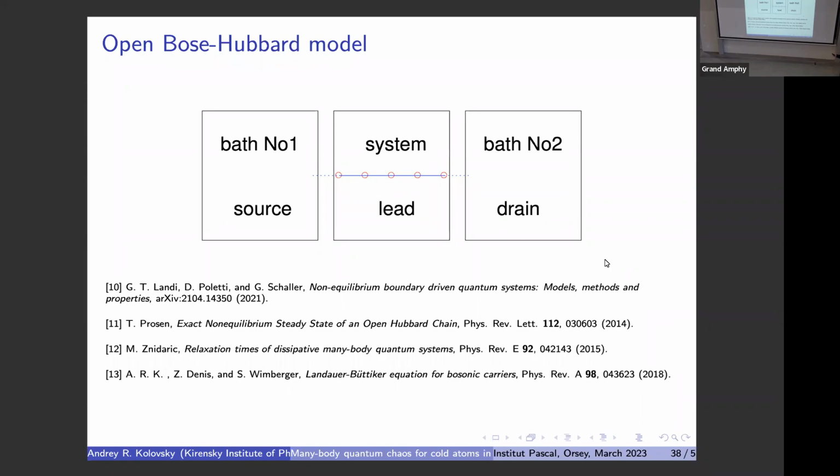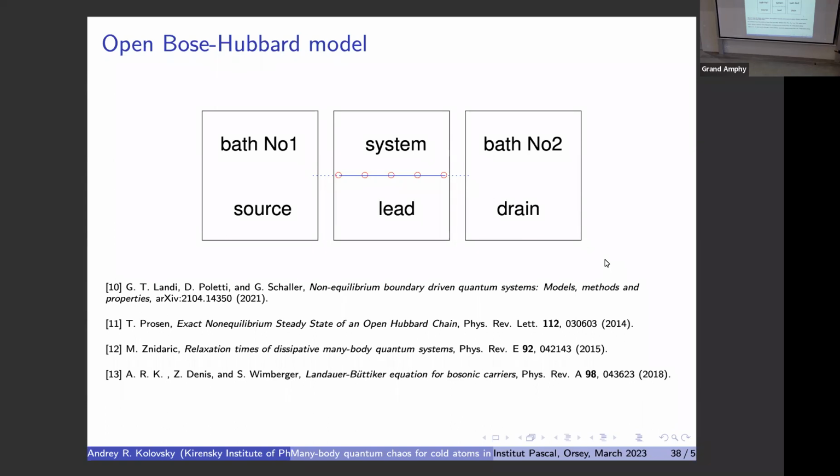And we should intuitively expect that if, for example, the mean particle density in this reservoir is larger than this one, you will have a current of particles from the left to the right. This is the problem of conductivity, which is well studied in solid-state systems. And of course, there are many papers and many authors who study systems like this one.